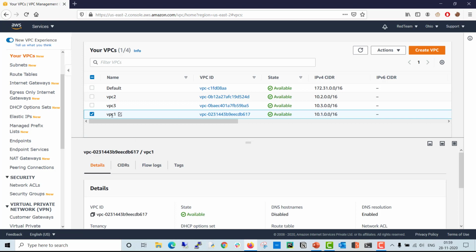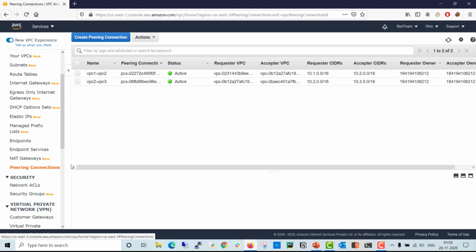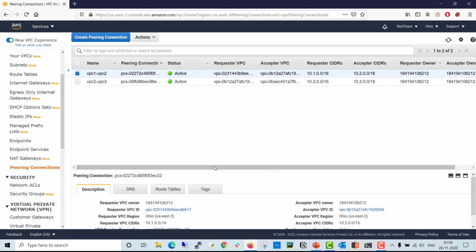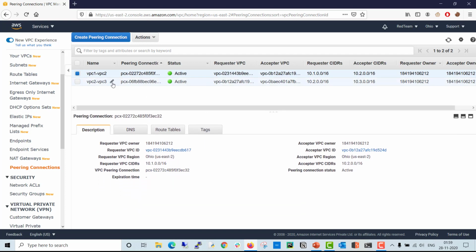But resources from VPC1 cannot access anything in VPC2 or VPC3. Why? Because we called it a private cloud, and we created it as private, so there is no communication. To let resources within one VPC access resources in another VPC, we have to create peering connections. You can see here there is one peering from VPC1 to VPC2, and another peering from VPC2 to VPC3.